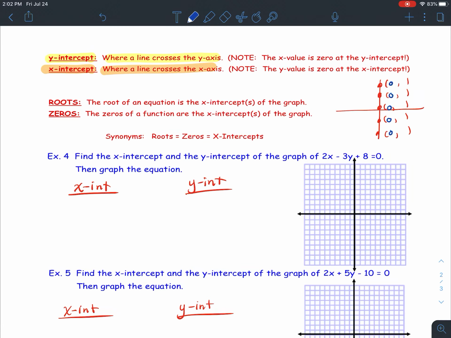And so what we want to do here in example 4, it's asking us to find both the x-intercept and the y-intercept for this graph here, and then they want us to graph the equation.